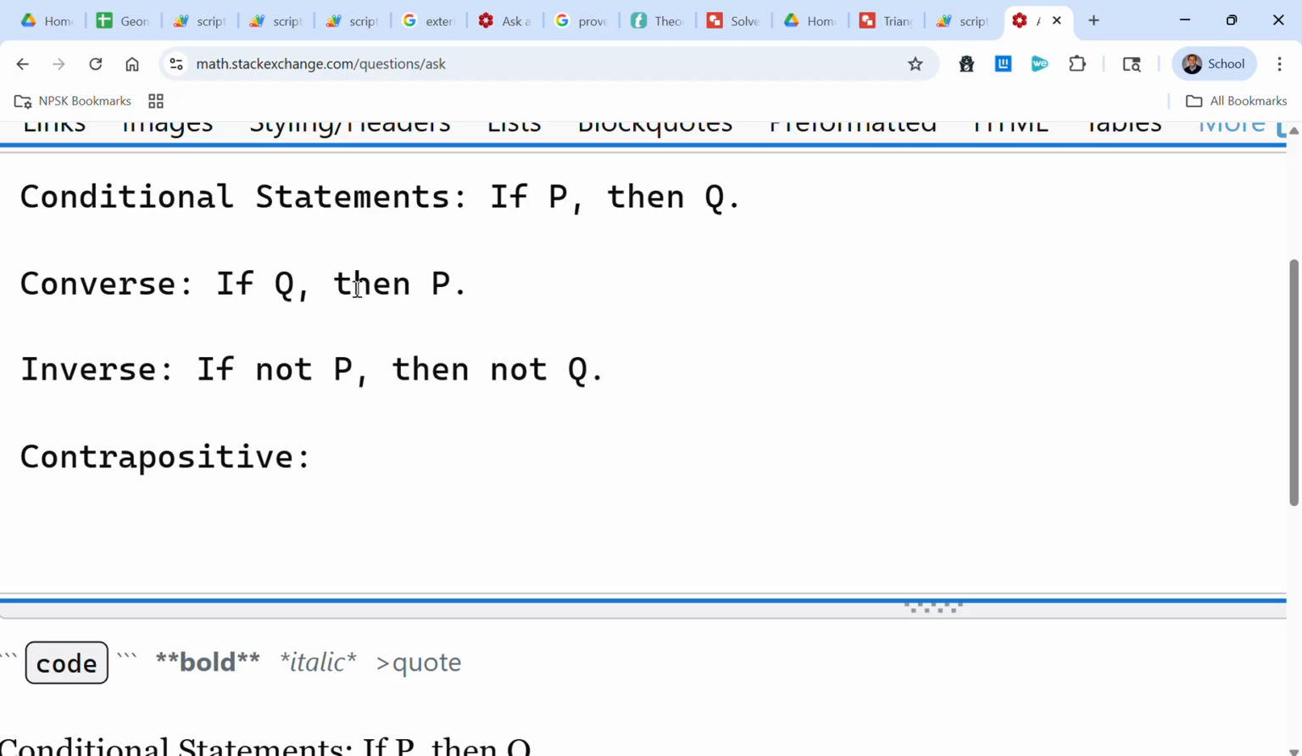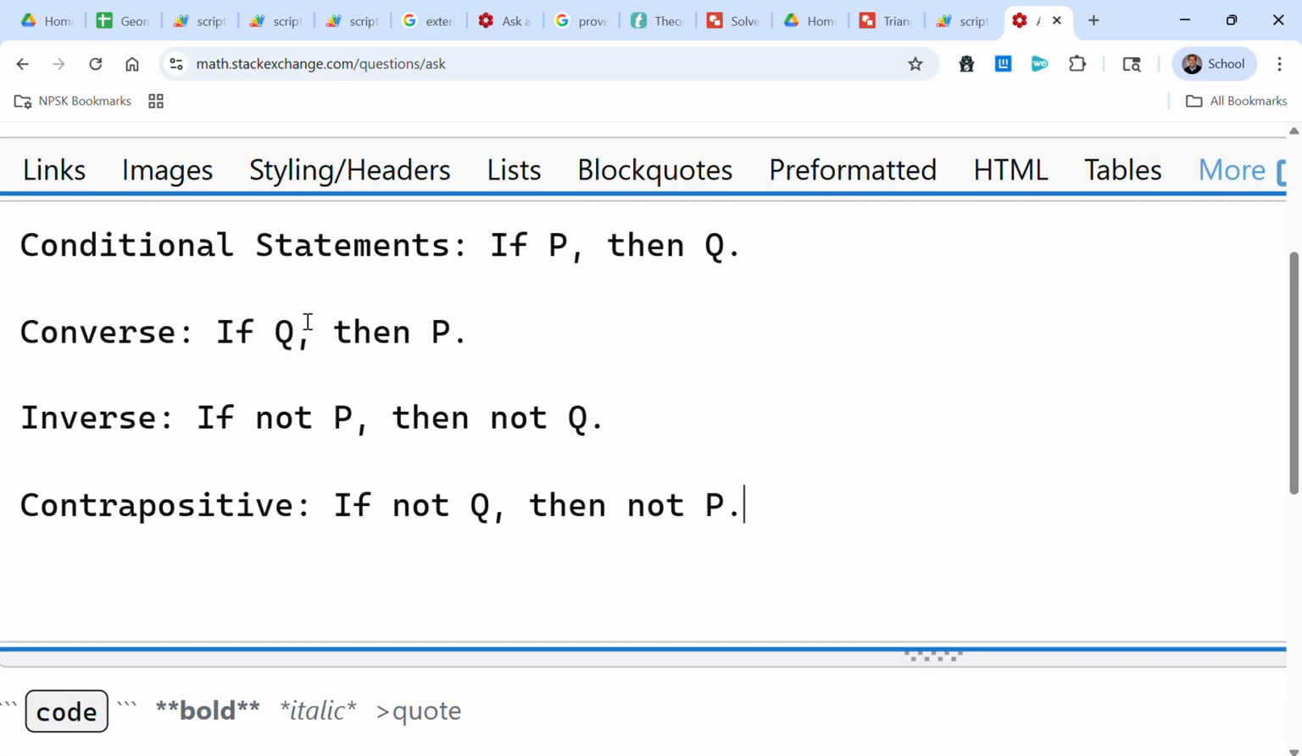And these are logically equivalent statements. You say if P, then Q. What you do is you switch the P and the Q, and you negate both of them. You say if not Q, then not P. So for this test, you do have to know what all of those mean. You have to be able to decipher them in terms of sentences. And that's the first part to this.